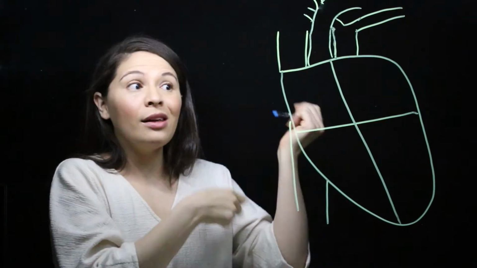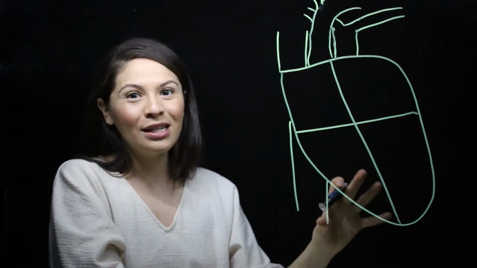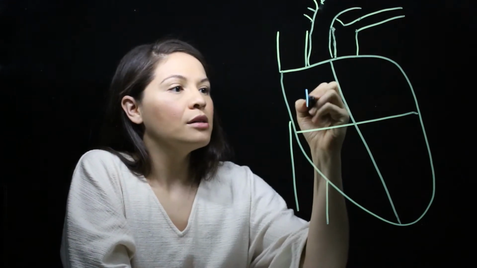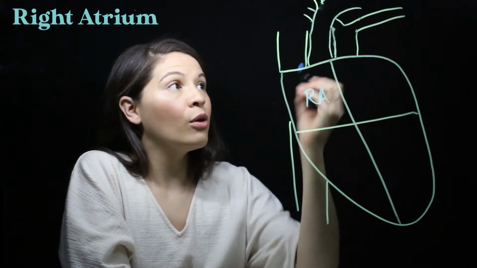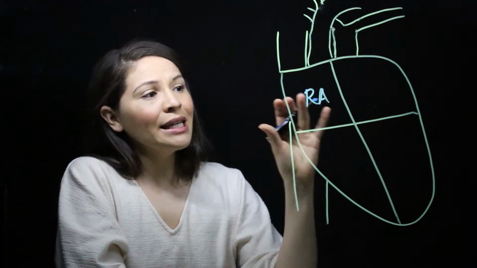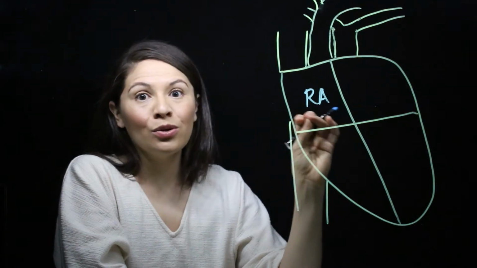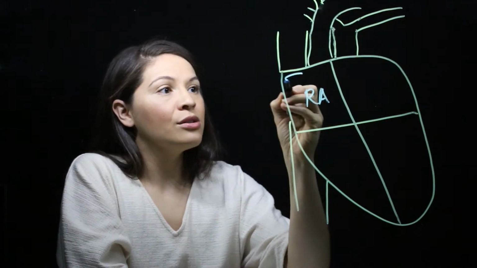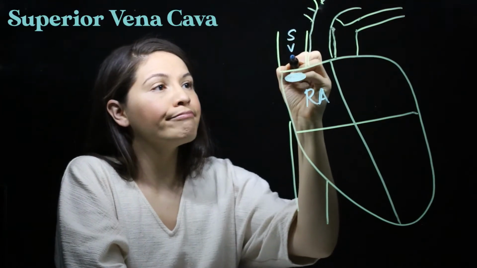So let's start with the right atrium. So we'll start on the deoxygenated side. So here we have the right atrium, and so I'll use blue for deoxygenated blood. Entering into the right atrium, we have 3 sources of blood supply. And so that is going to be coming from the superior vena cava.